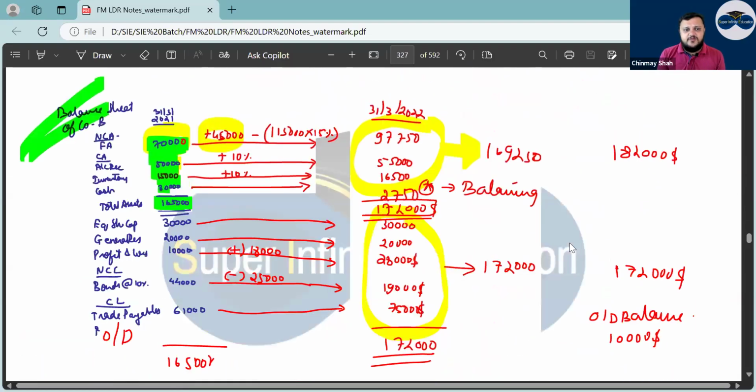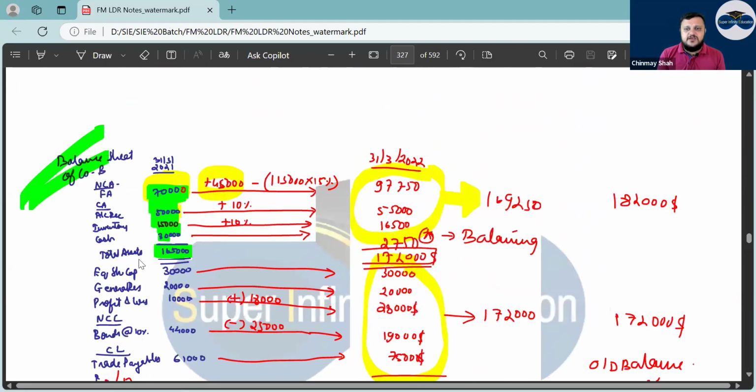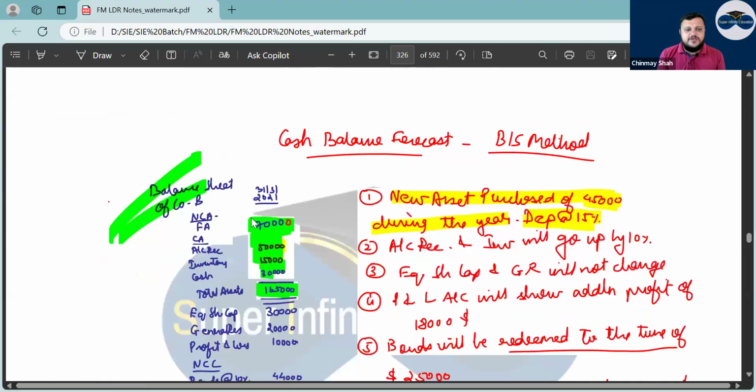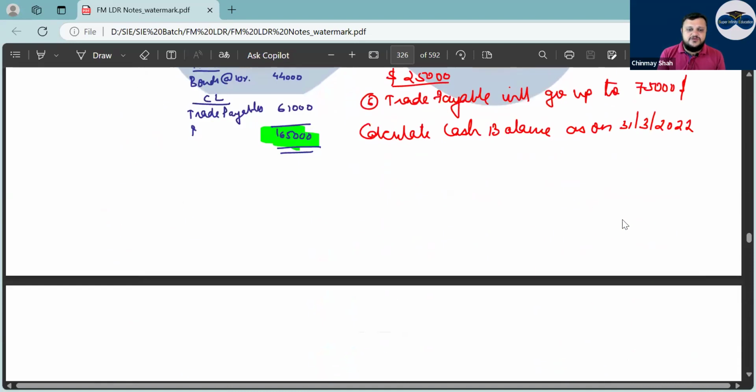So what do I do? Generally, I copy the same old balance sheet, and whatever the adjustments are, you do the adjustment and get the amount. Like here, for your non-current asset, you have a new asset purchase of 45,000 during the year, plus depreciation at 15%. That is tax allowable depreciation. So what do you do?